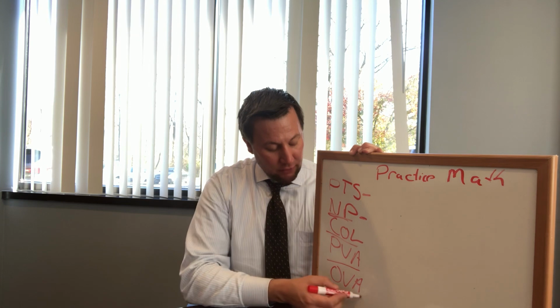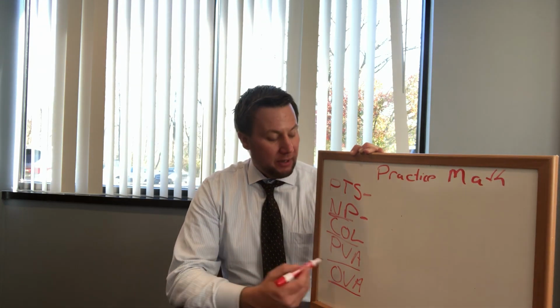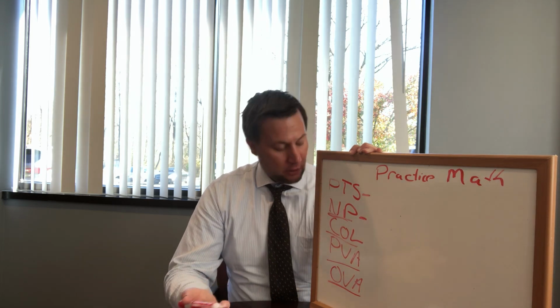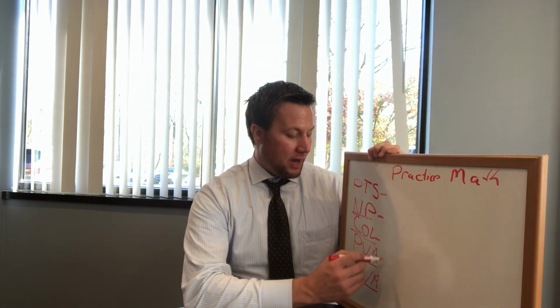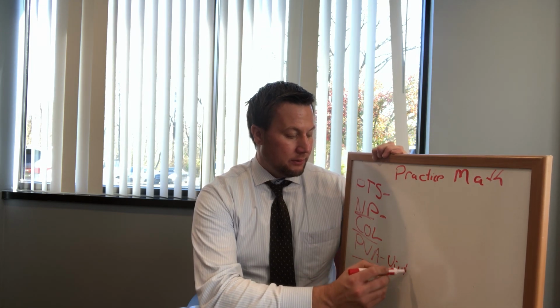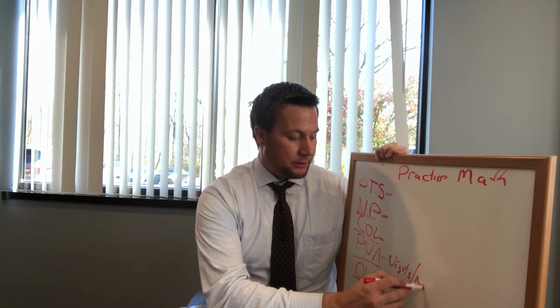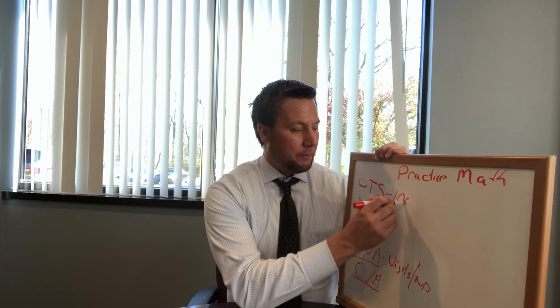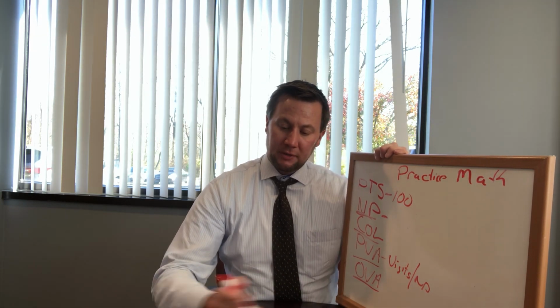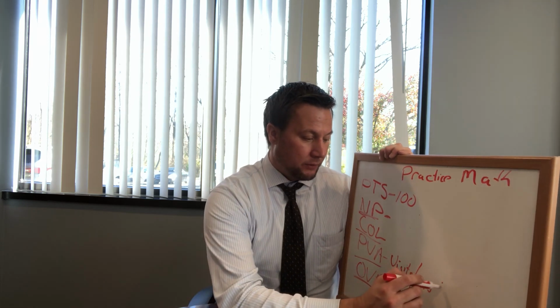And then PVA and OVA, where some docs are confused. PVA is patient visit average: how many times the average patient comes into your clinic. The math for PVA is just patient visits divided by new patients. For example, if you saw 100 patients last week and we had 5 new patients, our PVA would be about 20, right?